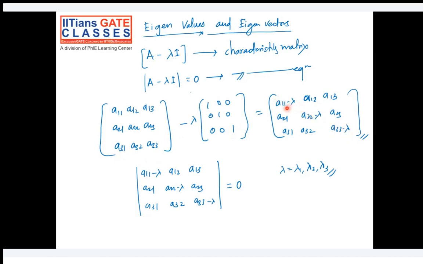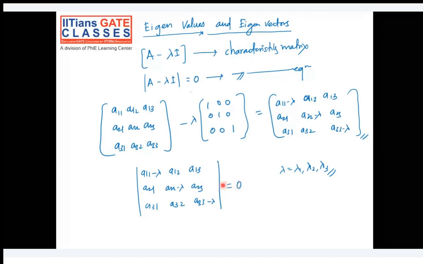You will clearly see that in the diagonal terms of the matrix, you get a subtraction of lambda. If you take the determinant of this matrix, A minus lambda I, and equate it to zero, the overall equation you get is called the characteristic equation. All other terms, A11, A12, A13, A21, and so on, are constants, so the only variable here is lambda. As it is a 3 cross 3 matrix, you will get a third order equation.